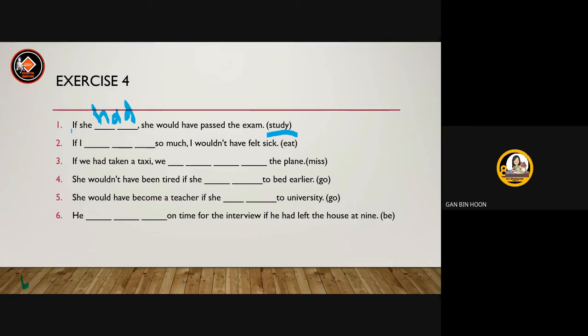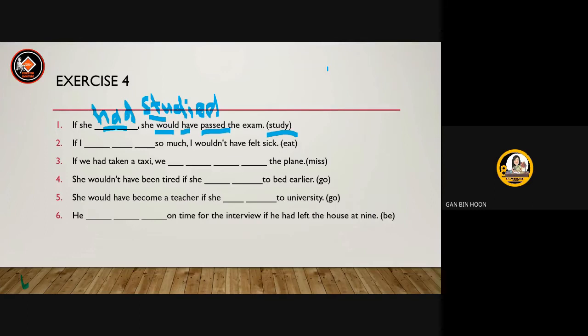Because just now I taught you, saya dah ajar, if clause kena ada had, right? So if she had studied. Okay, so ini ayat adalah perkara tu sebenarnya telah berlaku tapi jika, okay? So if she had studied, she would have passed the exam. Betul tak teacher? Betul lah. Because if clause kena guna had and perfect tense. And then the main clause kena guna would have and the perfect tense. Okay, good.